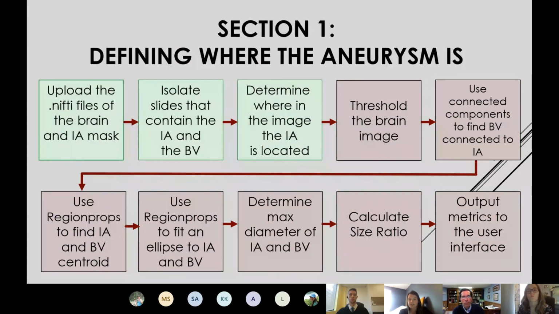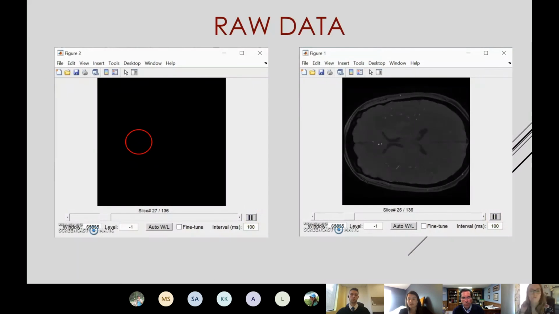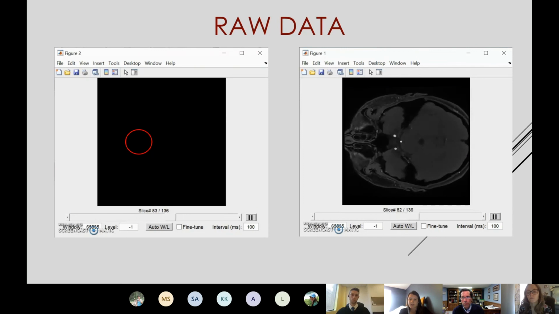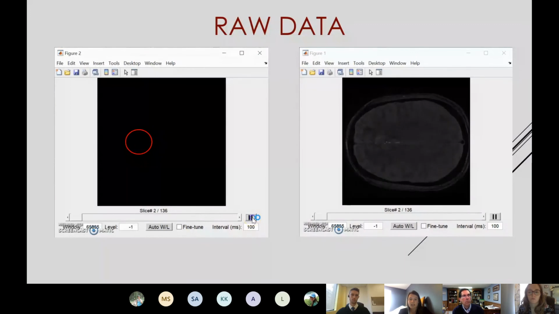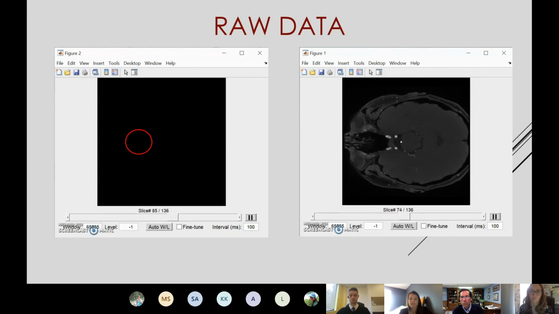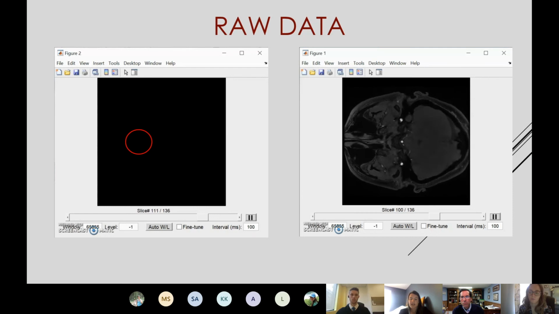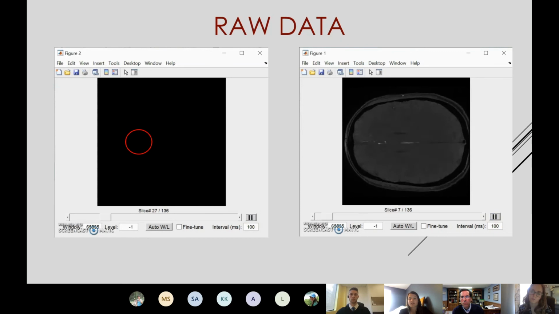The first section of our program is all about inputting the image and isolating the intracranial aneurysm. The data we input into our program consists of 2 NIfTI files. One of these files contains MRI data of a human brain containing an aneurysm. This is seen on the right-hand side of the screen. The other file, on the left-hand side of your screen, contains the very small intracranial aneurysm mask, which highlights where in the brain the intracranial aneurysm is located. Using these images, we are able to isolate the slices where the aneurysm occurs. In the case of the images on the screen, this is about 9 total slices. Then, we determine the pixel location in each slice where the aneurysm is.